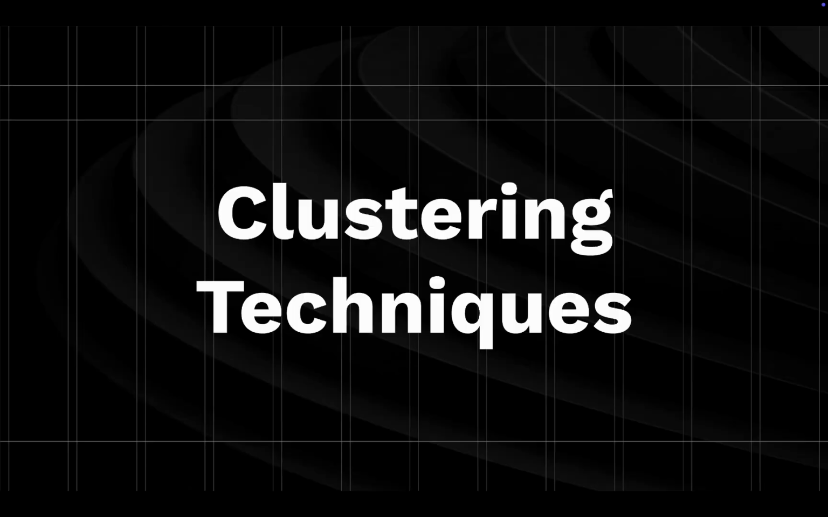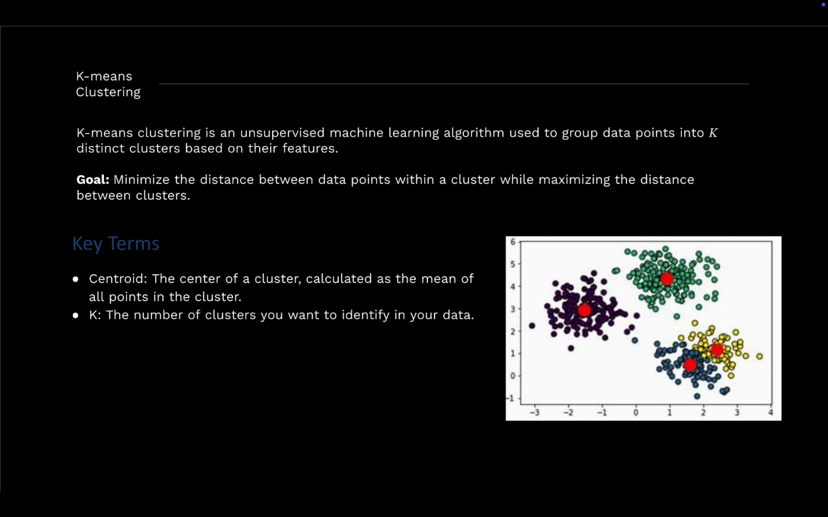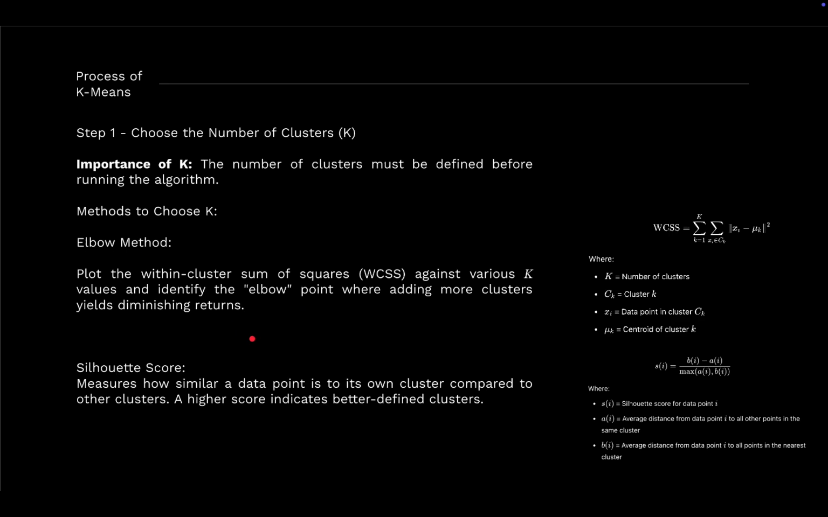So, let's start with clustering techniques. First, we have k-means clustering, one of the most widely used clustering methods. K-means is an unsupervised machine learning algorithm that groups data points into k distinct clusters based on their features. The main goal here is to minimize the distance between data points within each cluster while maximizing the distance between clusters. In k-means, the number of clusters k is a crucial parameter and must be decided beforehand.